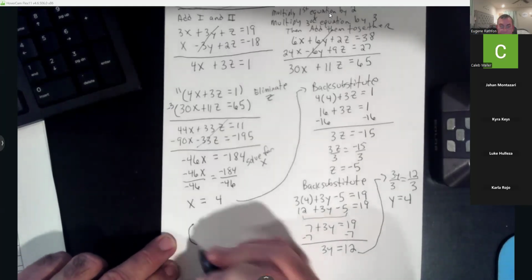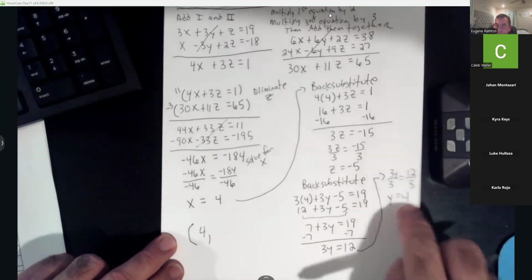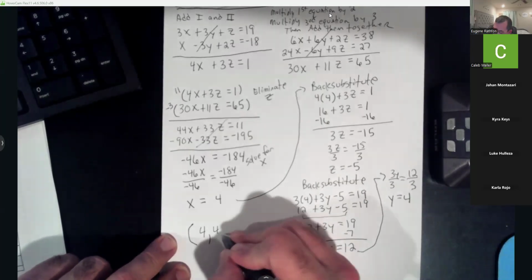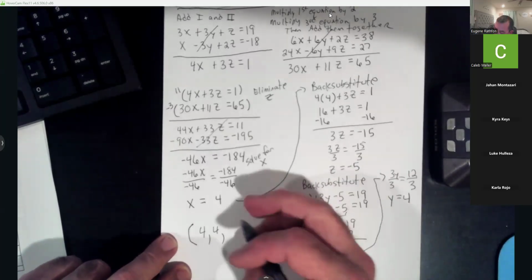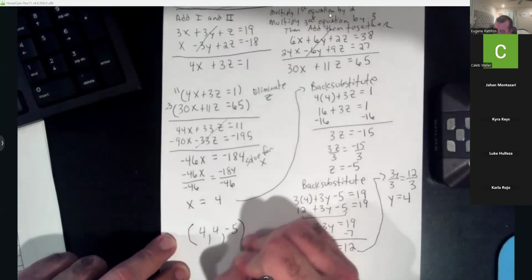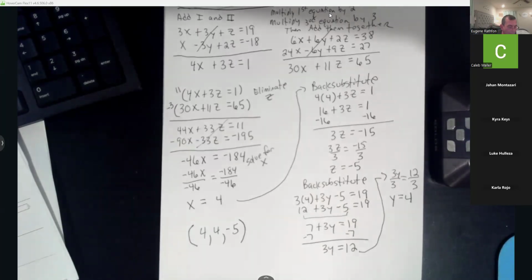So my little system would be 4 for the x, 4 for the y, and then where'd my z go? Right here's my z, negative 5. So did any of y'all do that one on the calculator while we worked it?